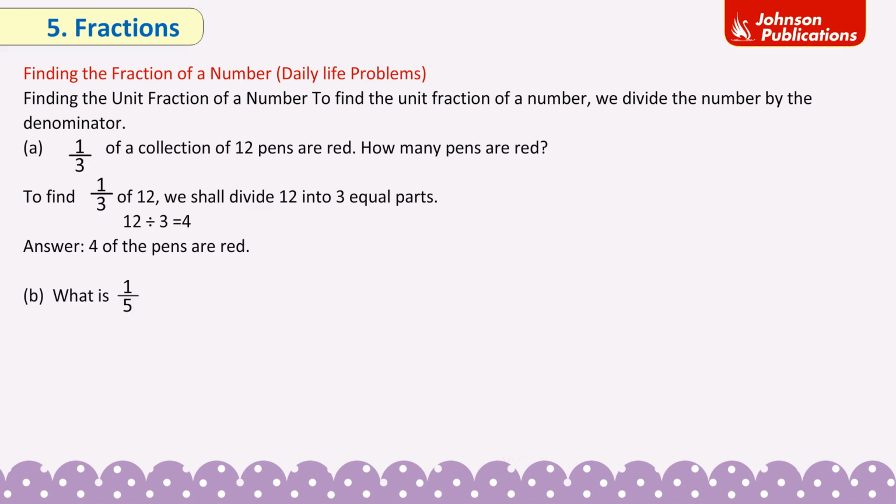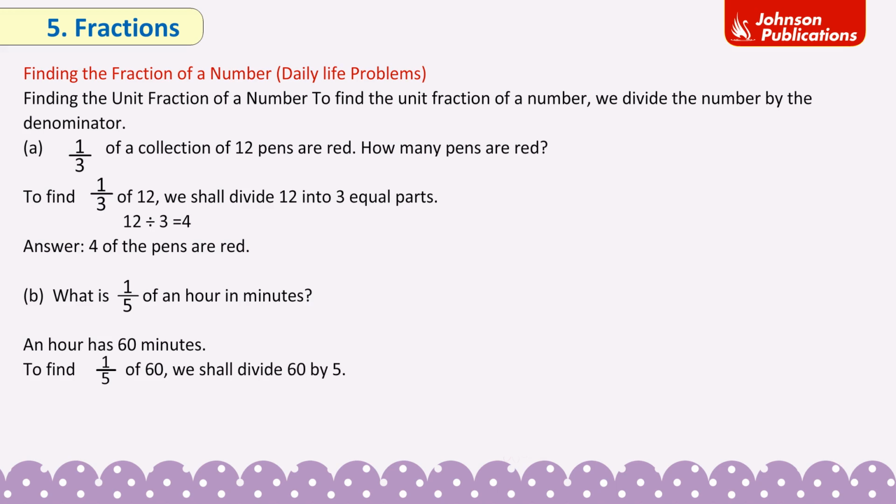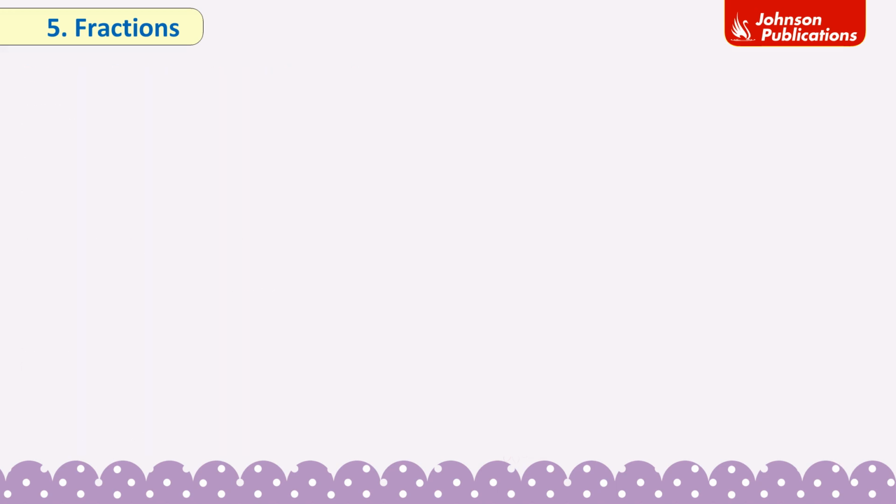B. What is 1 by 5 of an hour in minutes? An hour has 60 minutes. To find 1 by 5 of 60, we shall divide 60 by 5. 60 divided by 5 is equal to 12. Answer: 1 by 5 of an hour is 12 minutes.